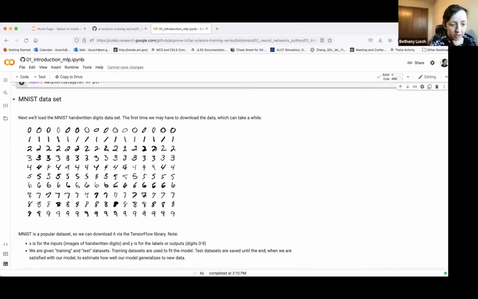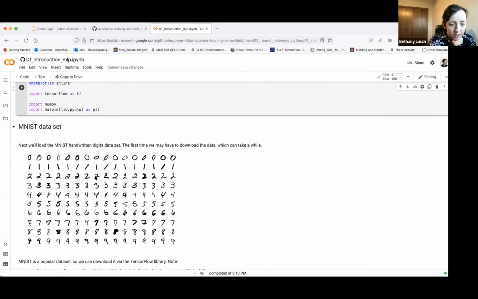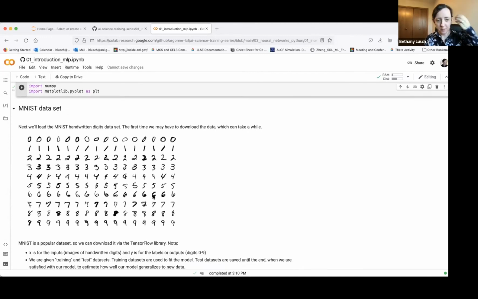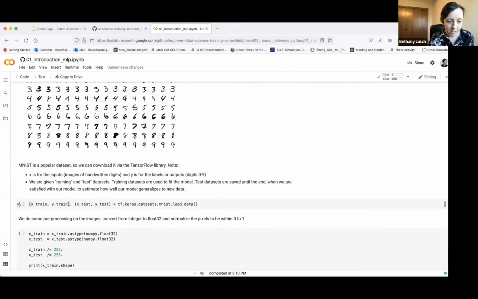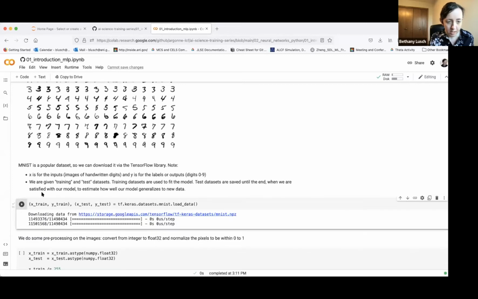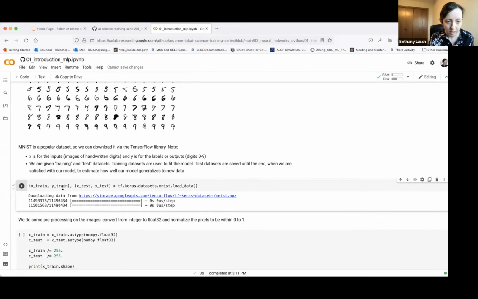Okay, so the TensorFlow package we're going to import because it conveniently has this data set handy. And here we can see what it looks like. So you can see there's some pretty bad handwriting in there. They've got some pretty crazy 9s and that sort of thing. And here's a convenient function to load the data. The first time you run this cell, it might take a bit. It actually was really fast for me.